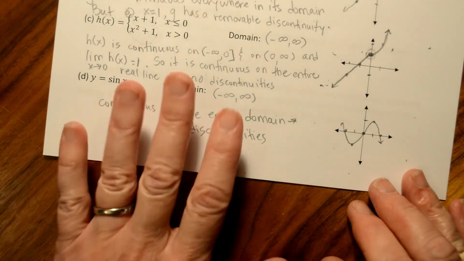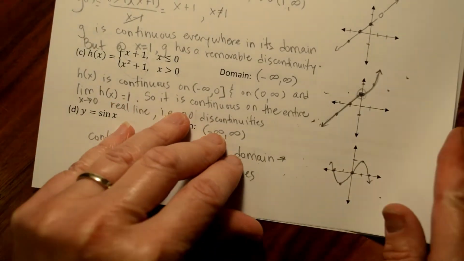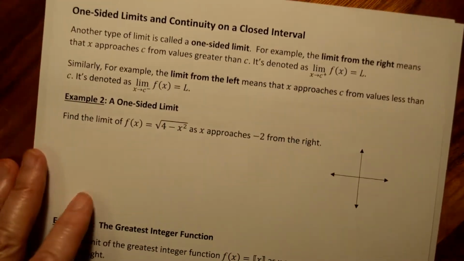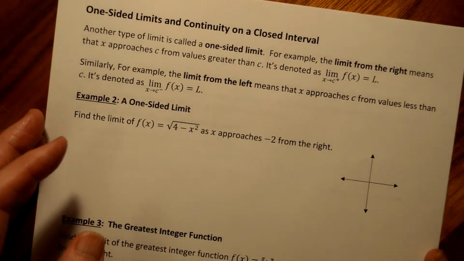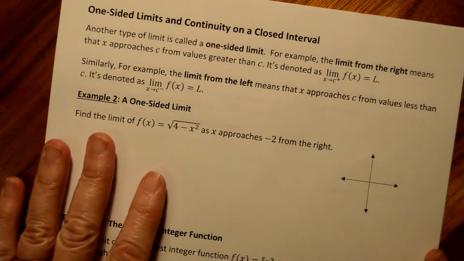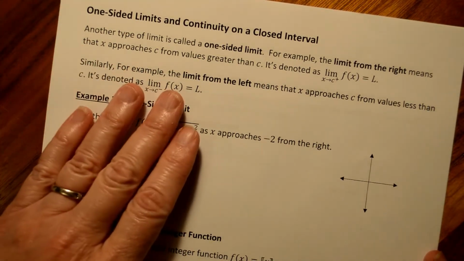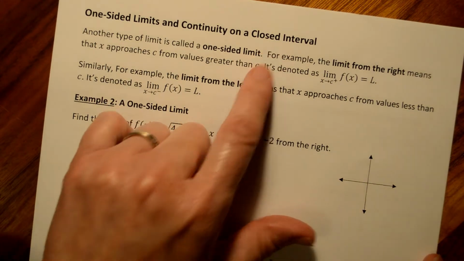All right, hopefully you feel comfortable with that. All right, let's take a look at the next page. And this is where we start talking about one-sided limits and continuity on a closed interval. So we defined continuity on an open interval, and so we're just going to get specific about what it means if I want to be continuous on a closed interval.